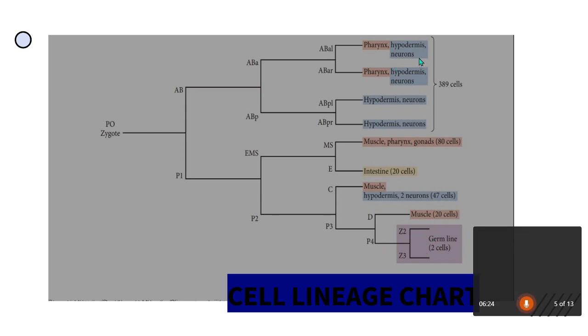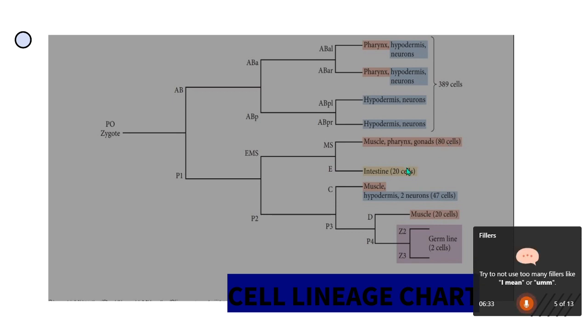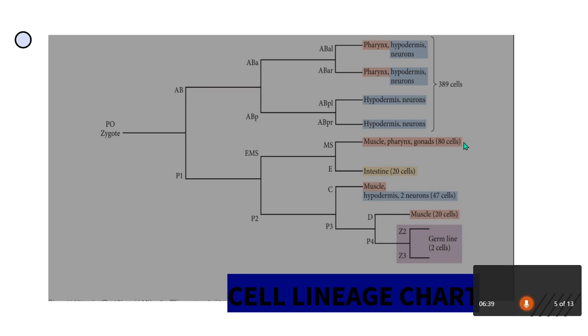So looking into how many cells: 389 cells plus 80 cells plus 20 cells plus 47 cells plus 20 cells plus 2 cells. Altogether, we are getting 558 cells. And that is in the case of the early hatched larvae.